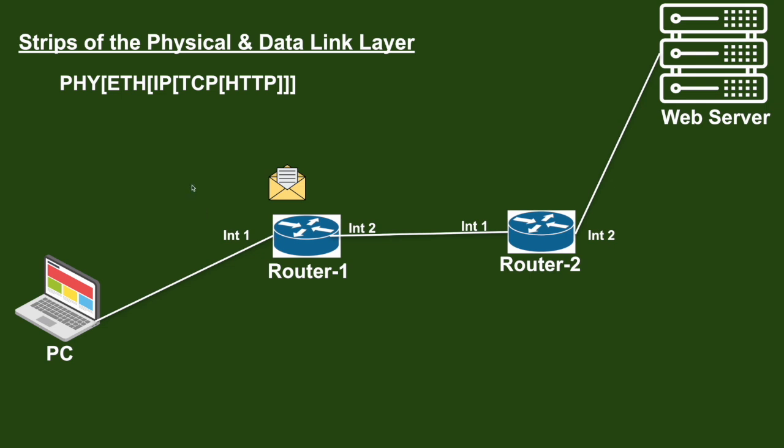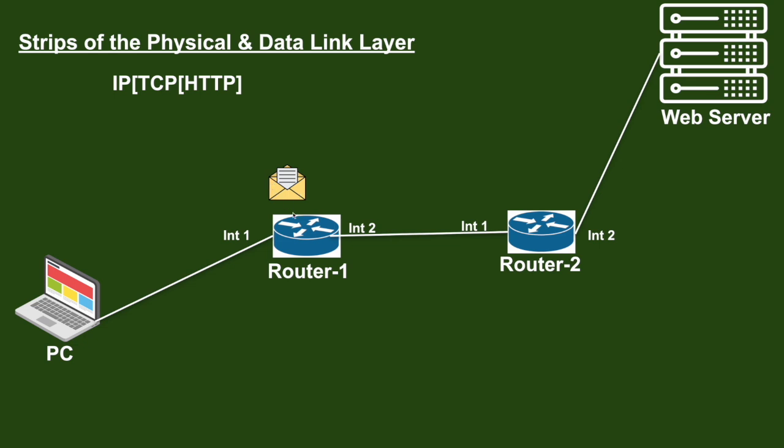Now, what it does is it decapsulates. The router strips off the physical and Ethernet headers, and then tries to see what is there in the IP. So once it decapsulates at the router, it will look like this. It will be able to see the IP header, and inside the IP header it will check what is the destination IP address. Once it checks the destination IP address, it understands through a process called routing.